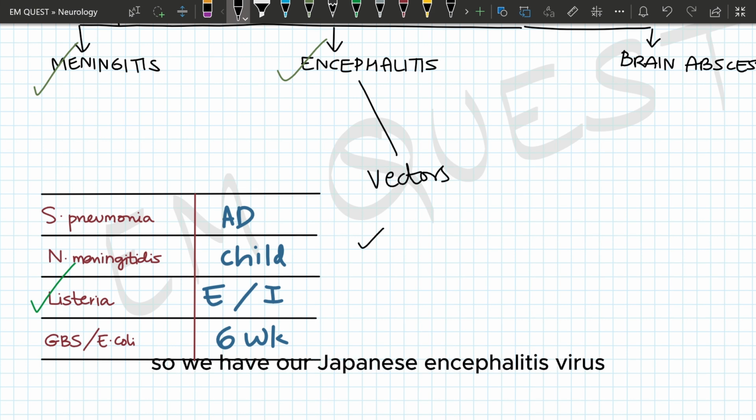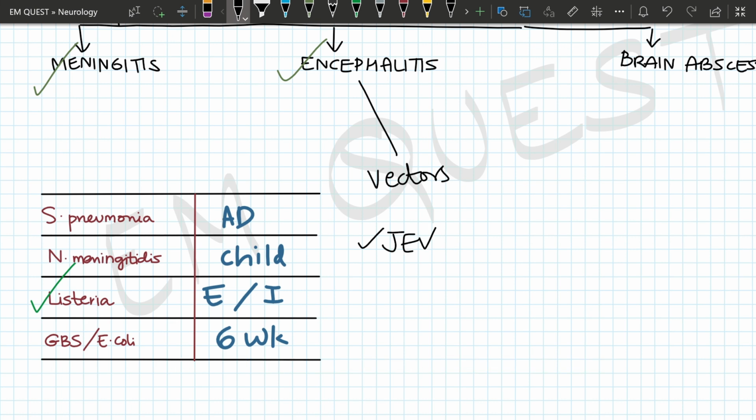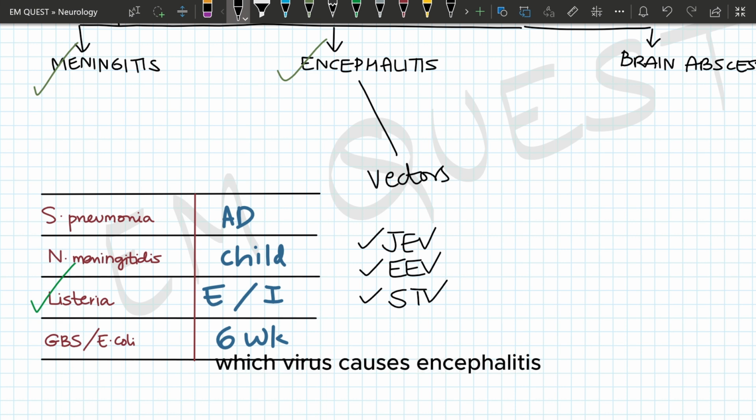So we have Japanese encephalitis virus, we've got Eastern equine virus, and we've got St. Louis virus. The other thing to know is which virus causes encephalitis particularly in those who are immunocompromised with HIV or other pathology. So it is CMV.